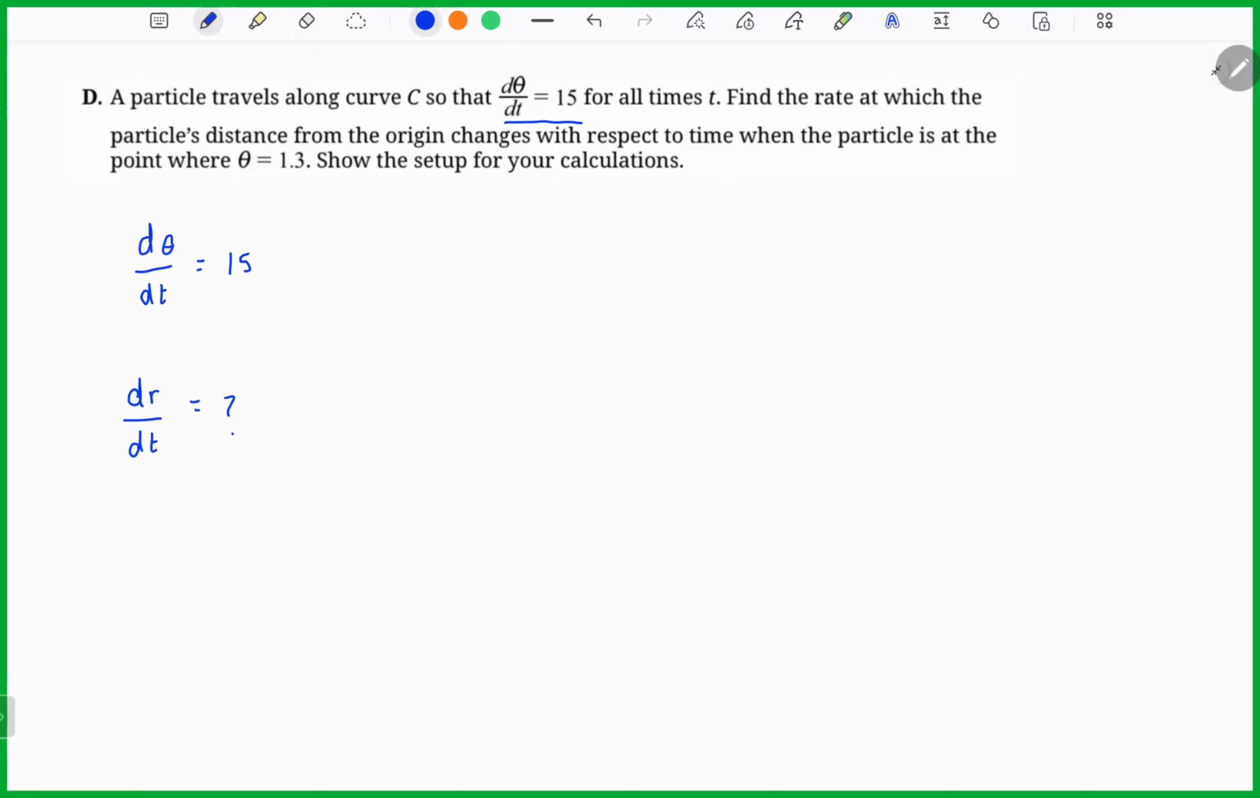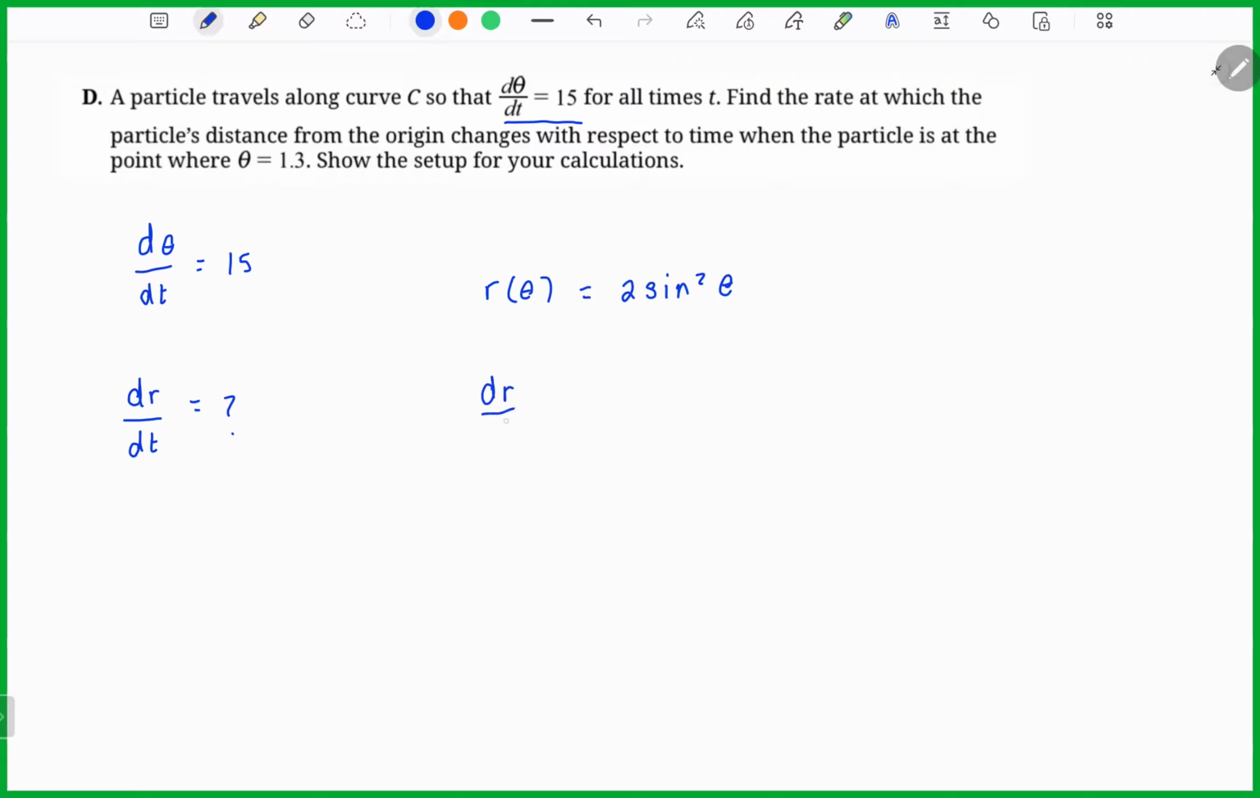So indeed, this is a very classic related rates problem. We're given a rate, namely 15. We're asked to find another rate, dr by dt. And can we relate the variables r and theta? Yes, we can. We've been given r of theta is equal to 2 sine squared theta. So let's go ahead and implicitly differentiate it.